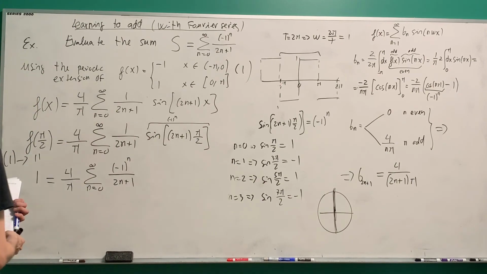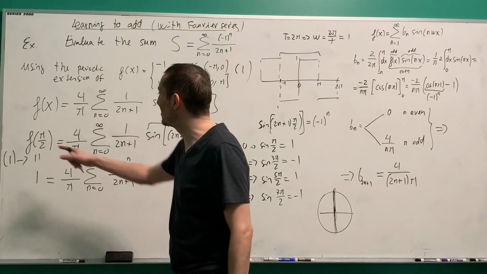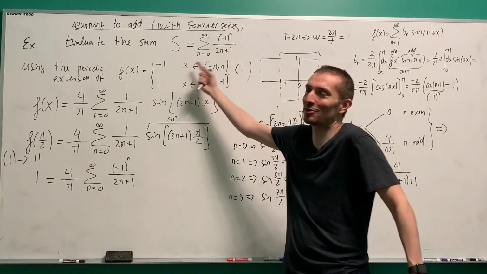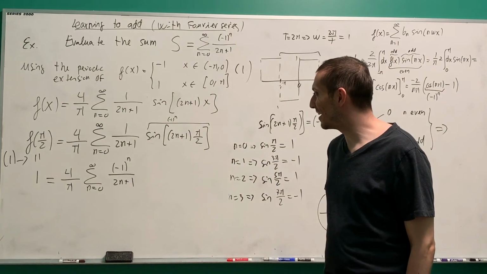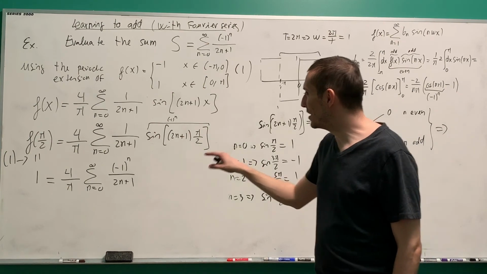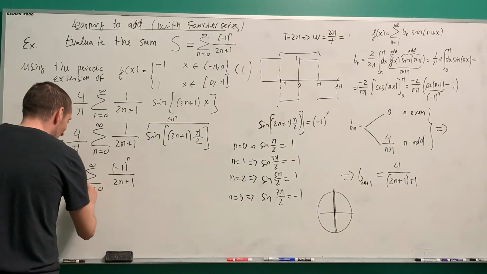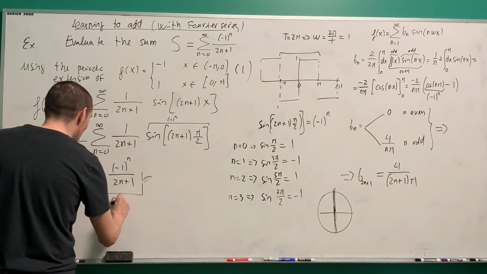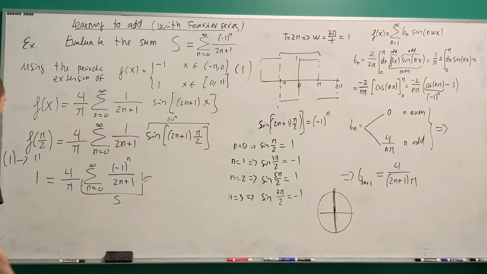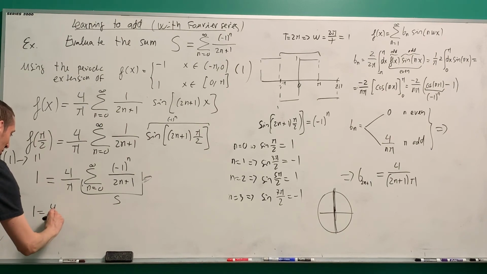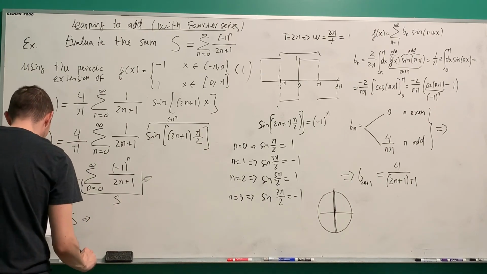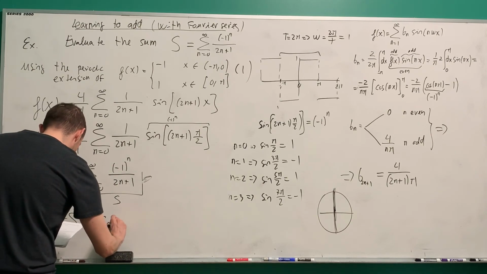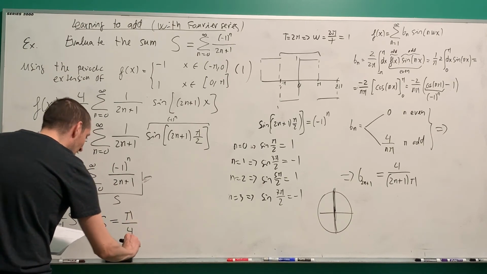Ha-ha! So, you see what I did? On the left-hand side is the f, so I evaluated the f from here because I know the result. On the right-hand side, I keep the Fourier series. Wonderful. Now, this thing is exactly my s, the sum that I want. So 1 equals 4s divided by pi. That means that the sum s is equal to pi over 4. Well, look at that.